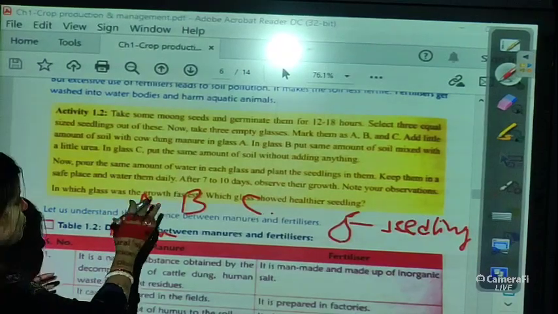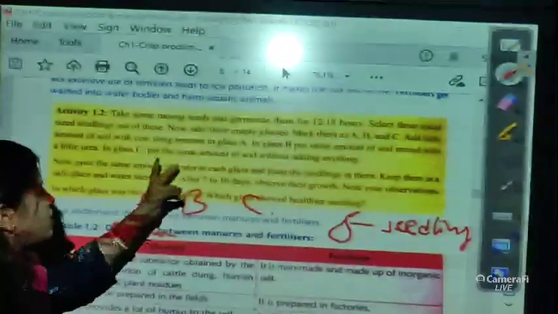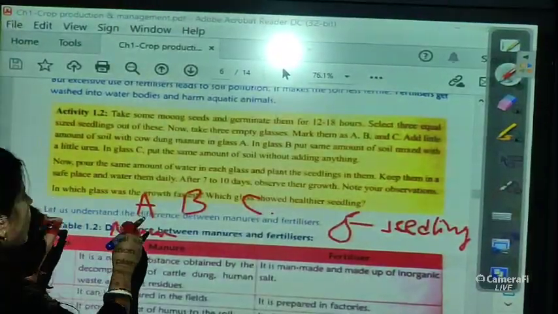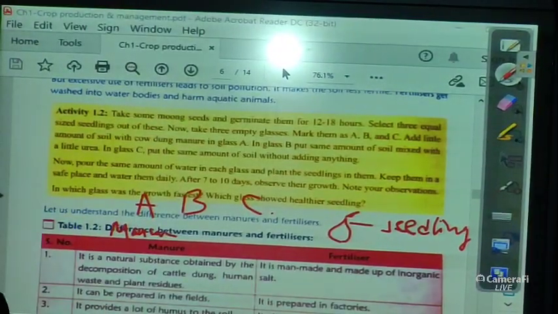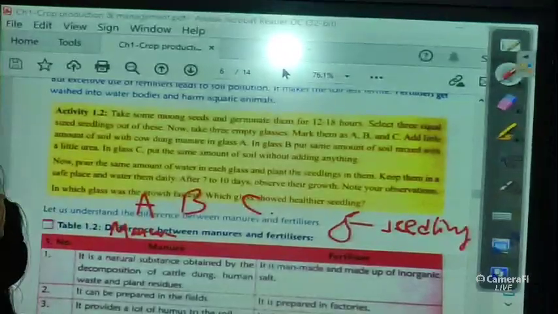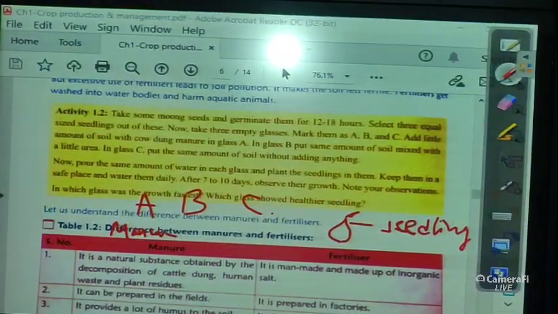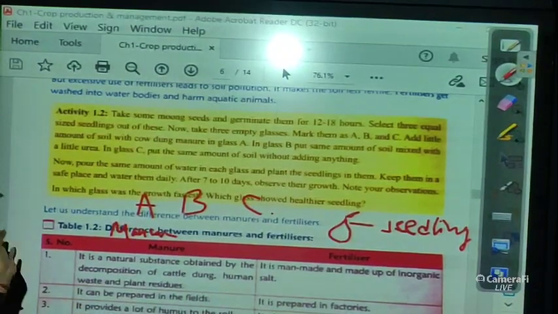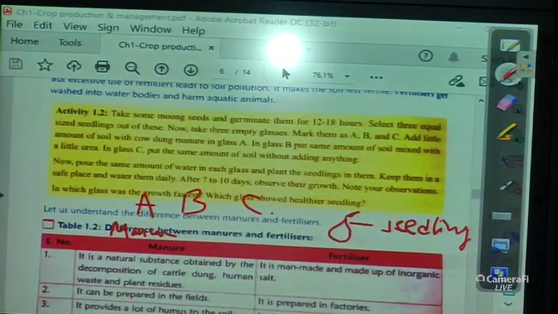For example, pour half a cup of water in each of the 3 glasses and plant the seedlings. In A, B and C we have taken the 3 seedlings, just plant them. Keep them in a safe place and water them daily for 7 to 10 days. Observe the growth. Note your observation: in which glass was the growth fastest and which glass showed the healthiest seedling.